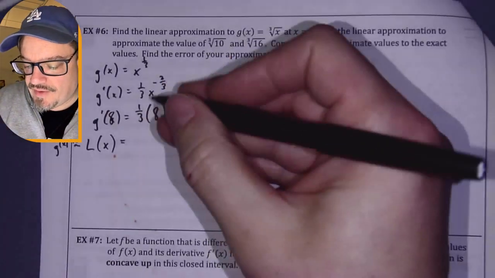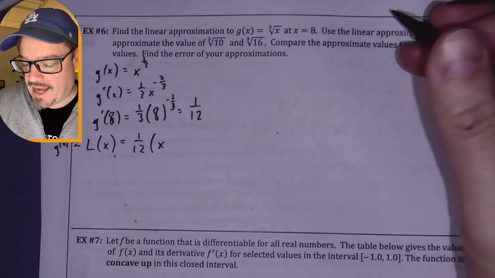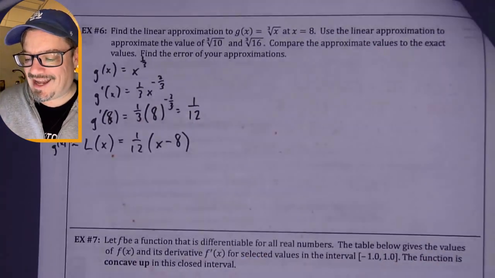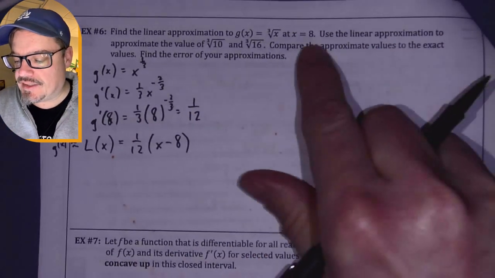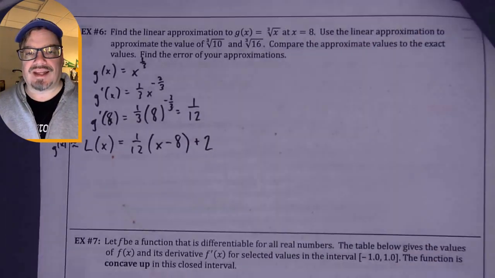All right, so we've got 1/12, and then the point is x equals 8, but then when you plug in an 8, what's the output into the original? That would be the cube root, so that would be 2. Okay, so plus 2. All right, so that's our L of x.